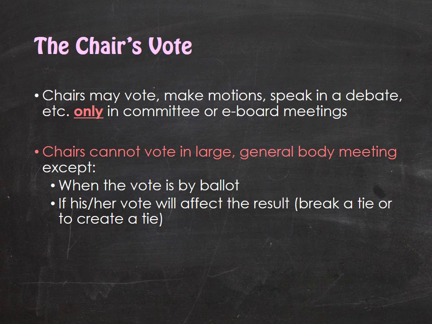Or if the members' vote is 5 in favor of going to paintball and 4 against it, and the chair is also against it, the chair gets to vote in order to create a tie. If this happens, the motion doesn't carry. It's over because you didn't get the majority in favor.